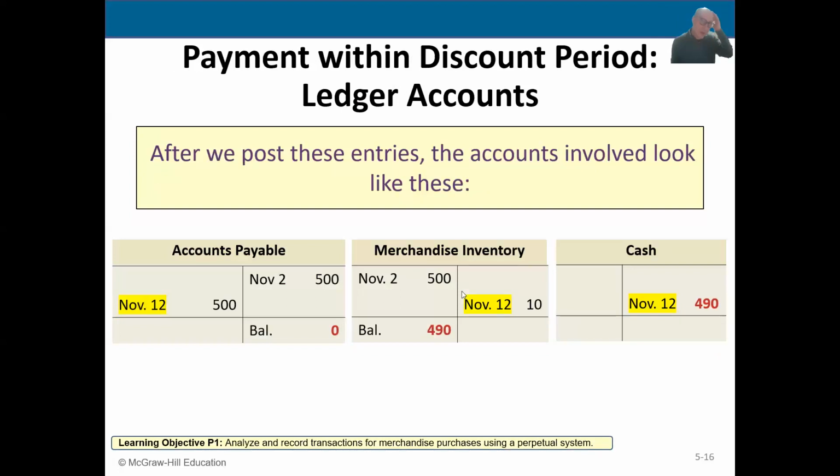This is what it looks like on your ledger accounts, the impact on the balances. So you're looking at your balances and you say, okay, accounts payable 500 on November 2. I paid it November 12. Great. Merchandise inventory, I reduced the value of the inventory by $10 because of that discount amount. And of course, my cash went down by the 490. Remember the accounting cycle, right? This is part of the accounting cycle.